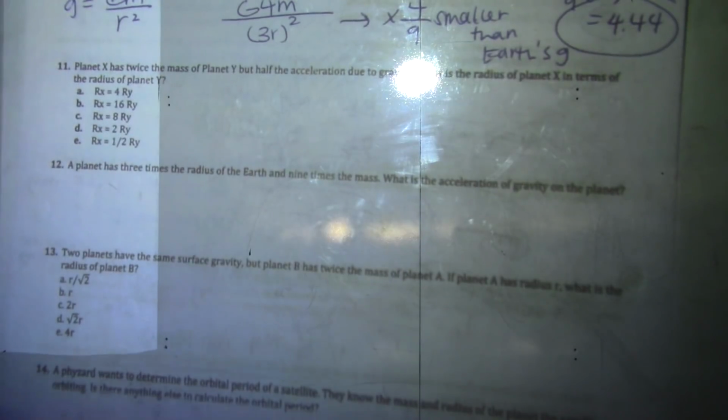Planet X has twice the mass, but half the acceleration due to gravity, so we're talking about little g. So I'm going to say 2m. I want to know what's happening to the radius, and I want to end up with times 1/2, because I have half the acceleration due to gravity. Right now I've got a 2 on top. To get to 1/2, I need a 4 on bottom. So what I need to do to r is I need to multiply by 2, because it's going to get squared. So I just want twice the radius.